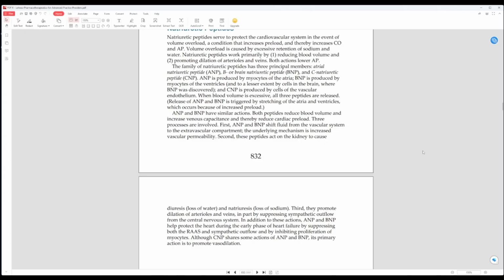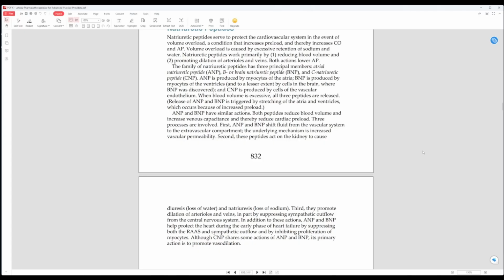ANP is produced by the myocytes in the atria. BNP is produced by the myocytes of the ventricles, and to a lesser extent by the cells in the brain, where BNP was discovered. And lastly, CNP is produced by the cells of the vascular endothelium. When blood volume is excessive, all three peptides are released. The release of ANP and BNP is triggered by stretching of the atria and ventricles, which occurs because of an increase in preload. ANP and BNP have similar actions. Both peptides reduce blood volume and increase venous capacitance and thereby reduce cardiac preload.